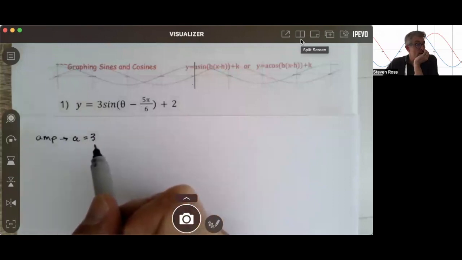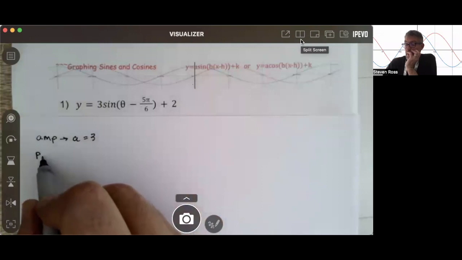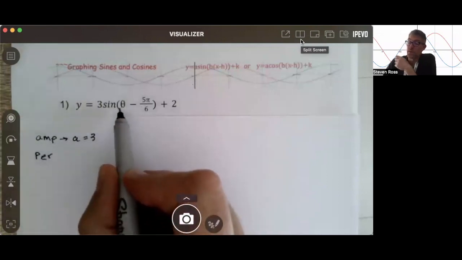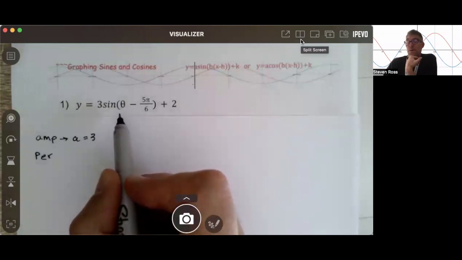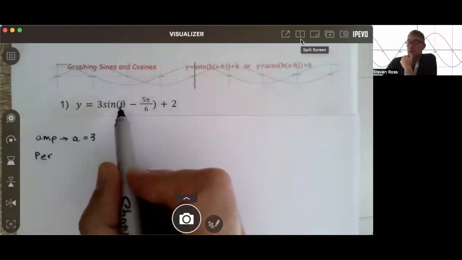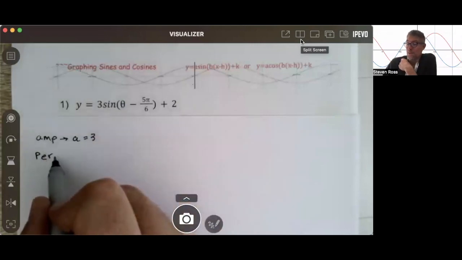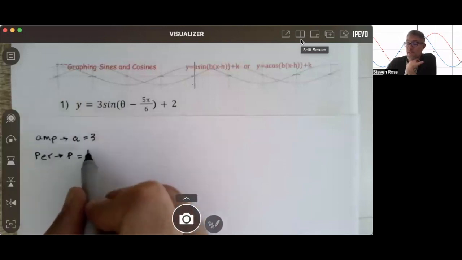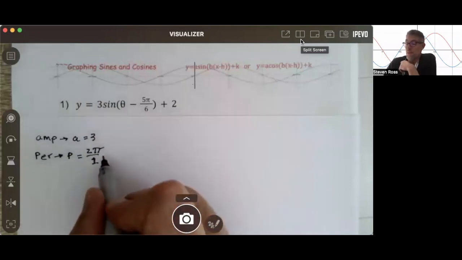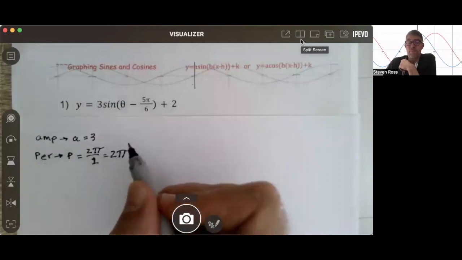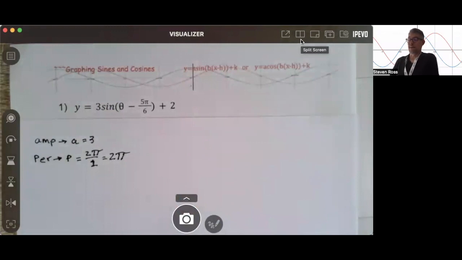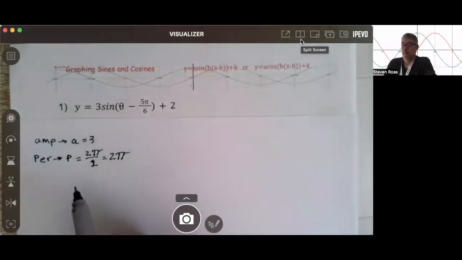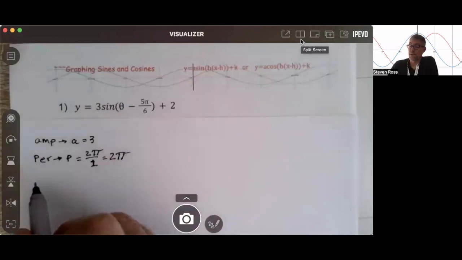And then next, let's take a look at the period. The period has to do with that value right there that's in front of the theta. And what's in front of the theta is a 1. And so the period is not going to be changed at all. You think about P for period is equal to 2 pi divided by B, and B happens to be a 1. So the period is unchanged. It's going to be 2 pi. So no transformation there.